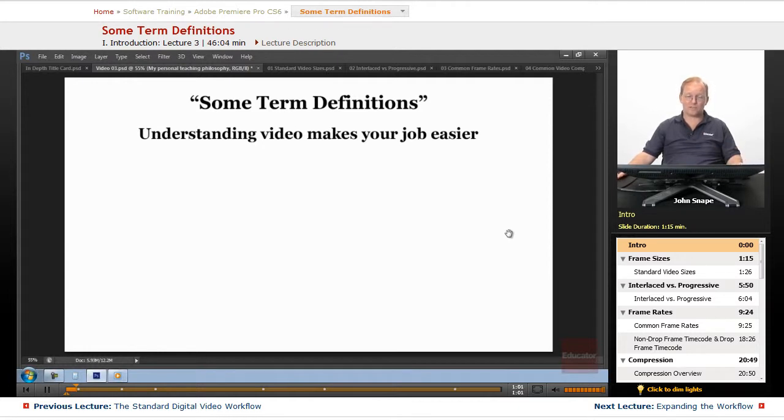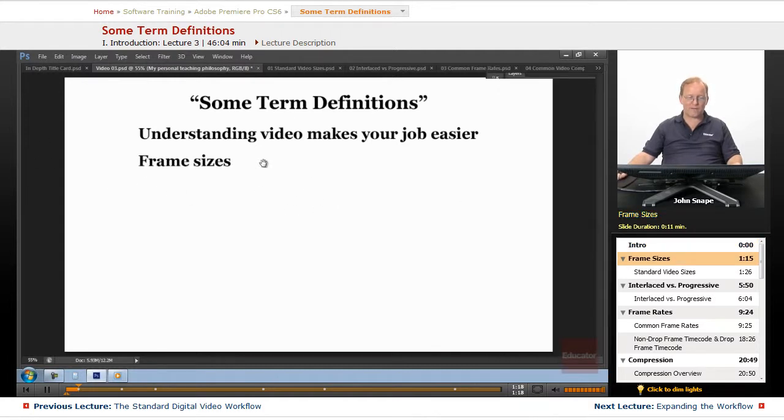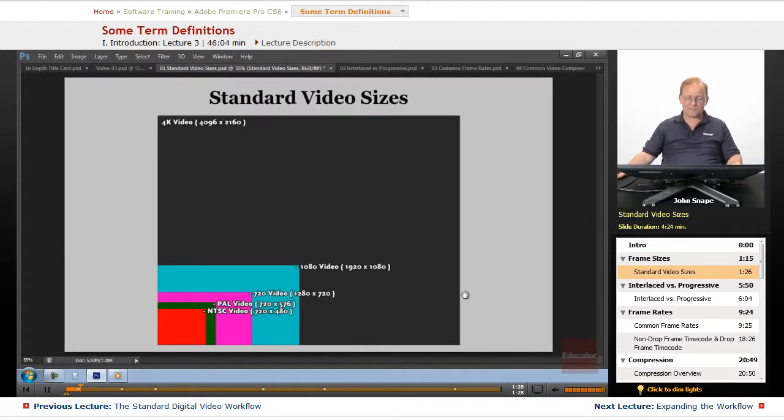And a lot of those terms we'll go over during the course of these videos, but some of the ones that are the base of what you should know, we're going to go over in this video. So the first thing we're going to talk about are frame sizes. And there are some standard frame sizes for video. And this slide here tells you what those sizes are.